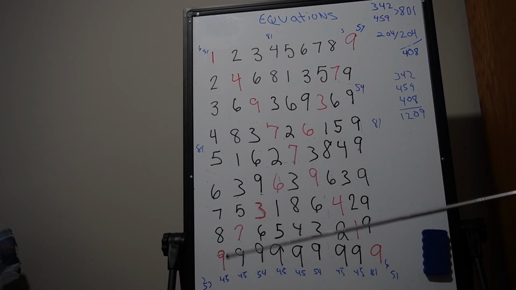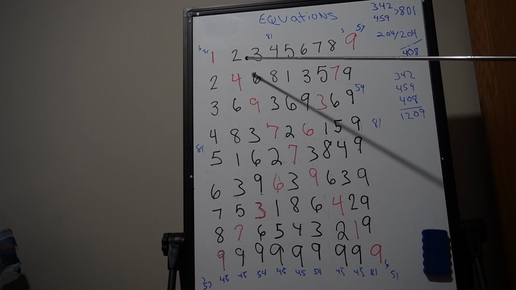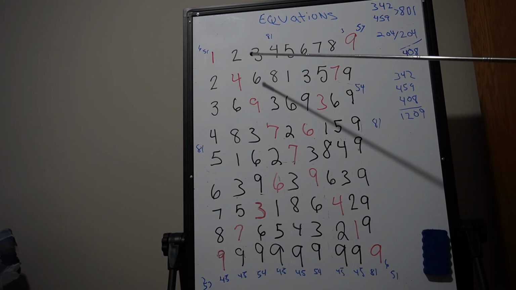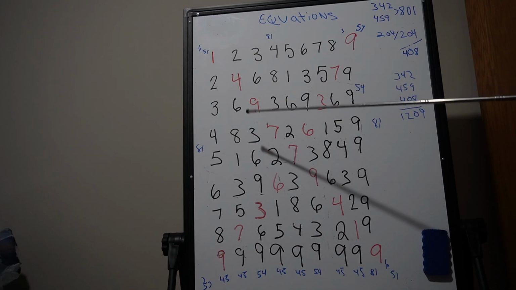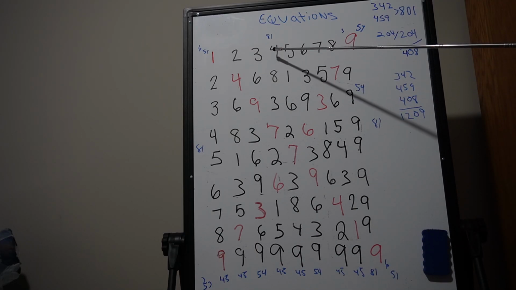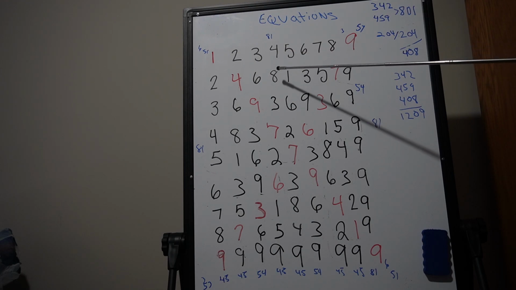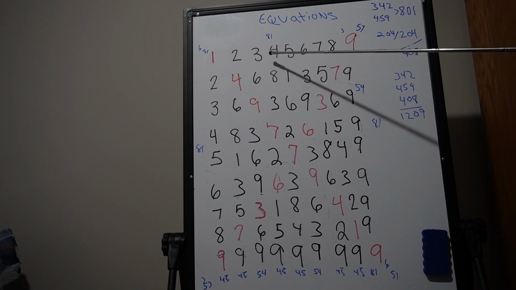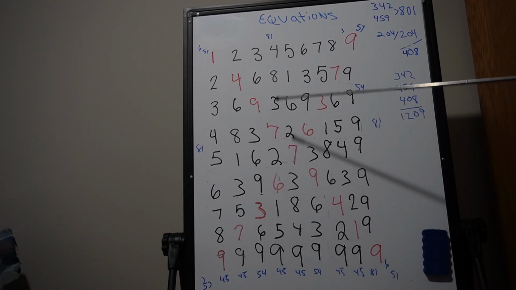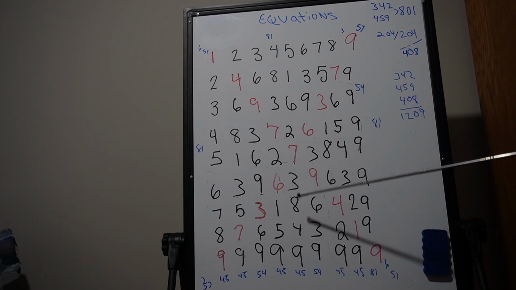1, 2, 3, 4, 5, 6, 7, 8, 9. And the number 2 has its own pattern. The number 3, 369, 369, 369 has its own pattern. Number 4, as you know, this is one of the cycles of life. 483, one of the patterns of life rather. 483, 726, 159. Number 5 has its own pattern.